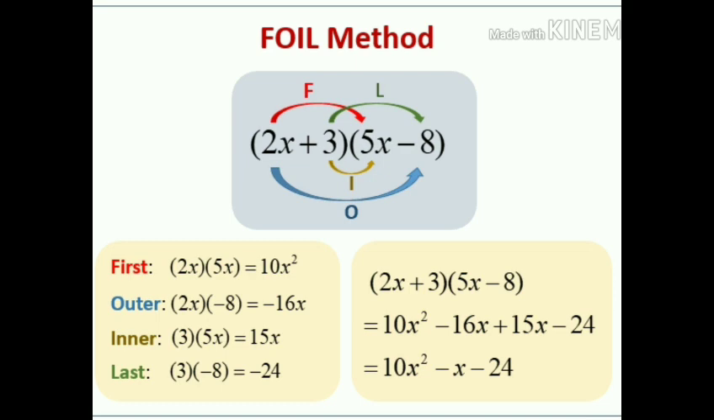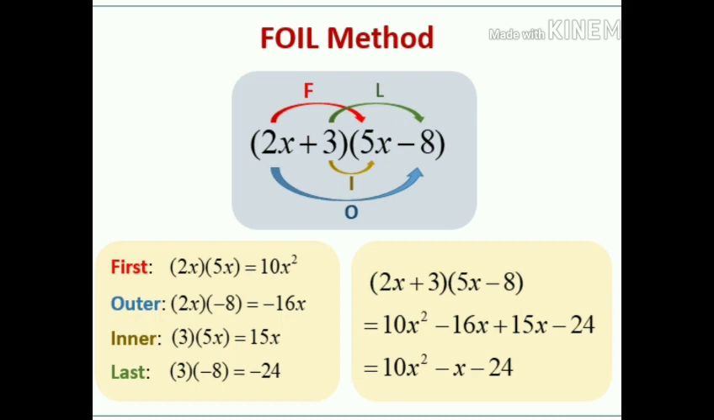First, you need to multiply the first terms of the given. So 2x times 5x is equal to 10x squared. In multiplying terms, if both of the terms have the same base, you need to add the exponents of the variables of the terms. So that's why 2x times 5x equals 10x squared.